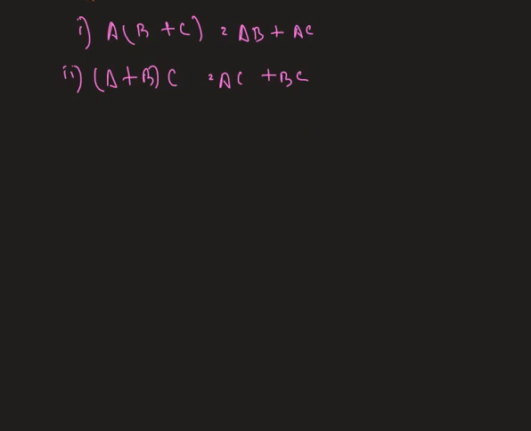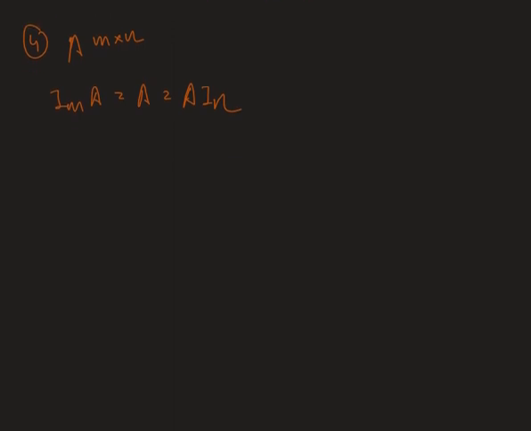Now come to the fourth point. If A is an m cross n matrix, then we can write that Im, which is a unit matrix of order m, multiplied by A is equal to A, and it is also equal to A multiplied by In. Okay, now come to the next one.